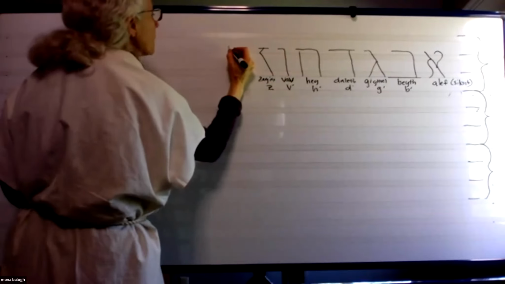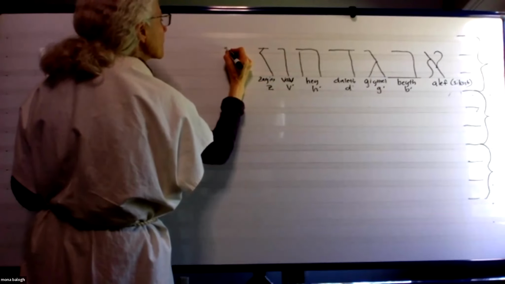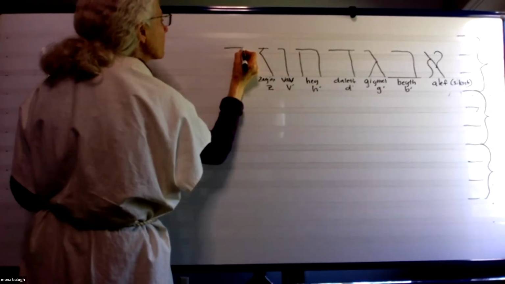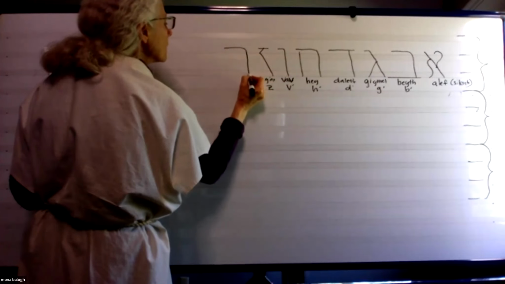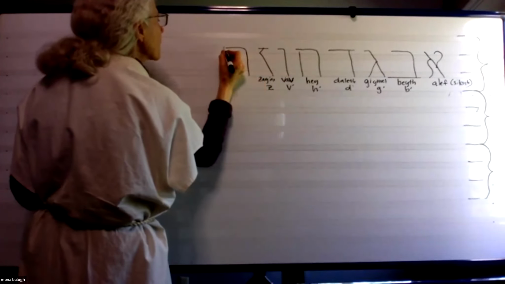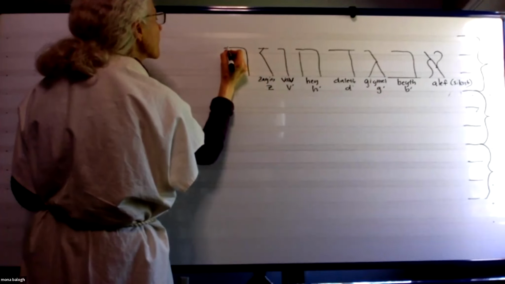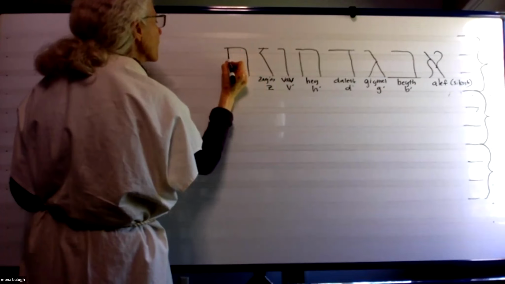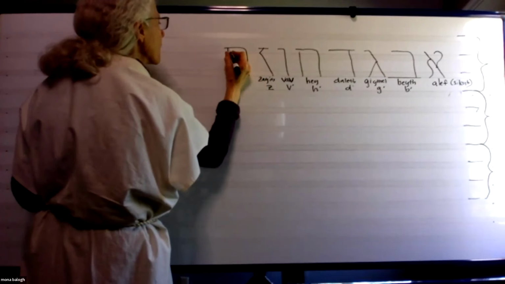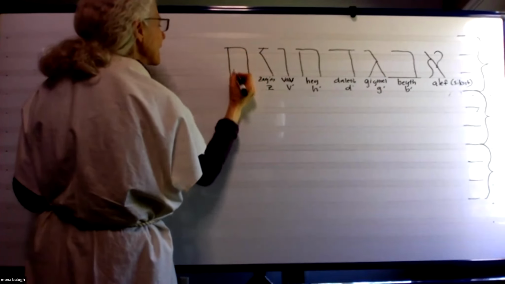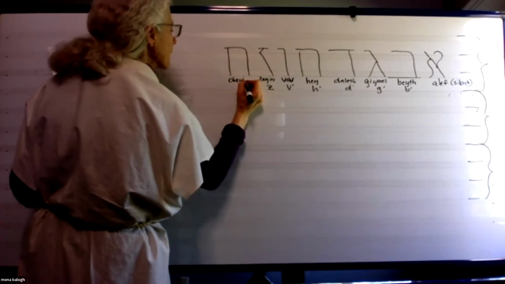Chet. Upper left, come across, make a resh form, and come down. And now we're going to come up to the upper left, come in a little bit, and now close this up with a stick down. And this stops the sound here. Chet.